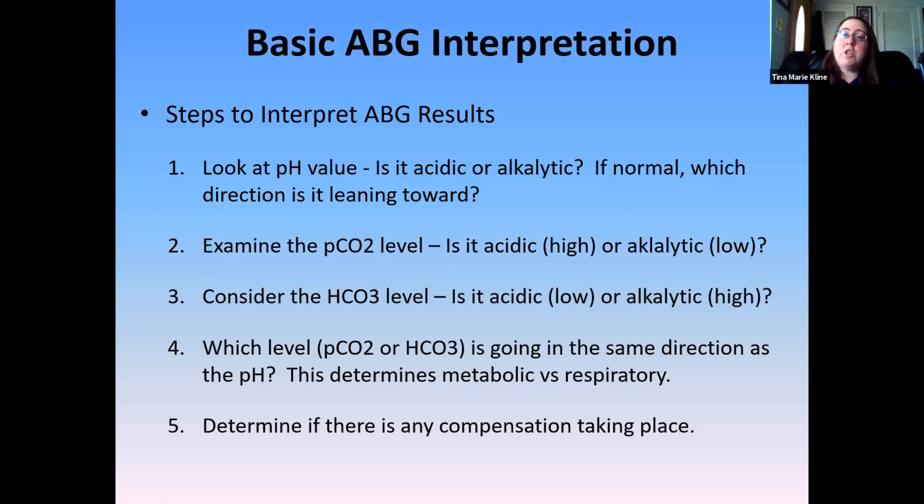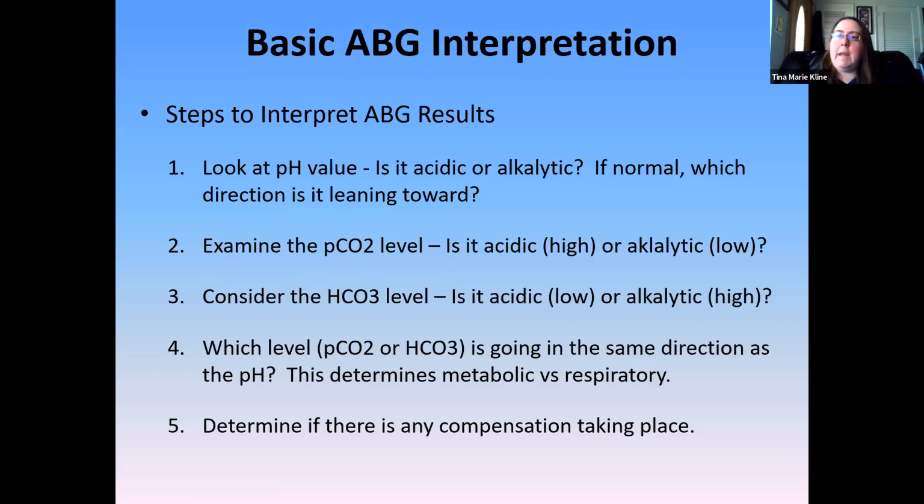And from there, once you know that, there are 5 basic steps just to look at how to interpret an ABG. So you start with the pH value. Is it acidic or alkalytic? Okay, which one is it? If your pH is normal, okay, it's within that normal limits, but you look down at your PCO2 and you look down at your bicarb and one of those is not normal, there is a problem, okay? It's not a normal ABG.